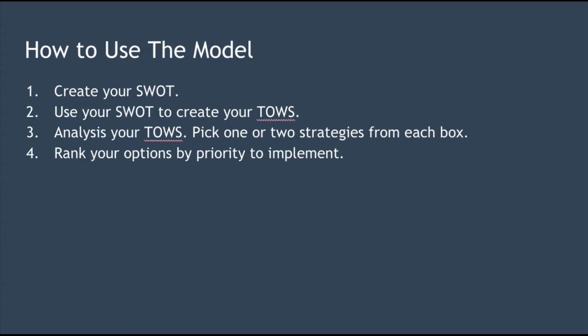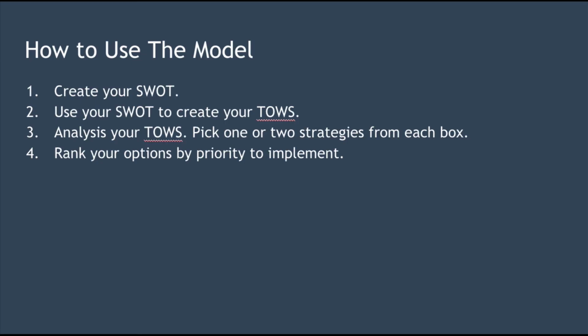So in a general sense, you use the model like this. First, you conduct your SWOT analysis, and then you take the results from your SWOT analysis and use it to construct your TOWS matrix. And then what you do is you analyze all the strategic options generated within your TOWS matrix, and you pick one or two promising strategies for each box.